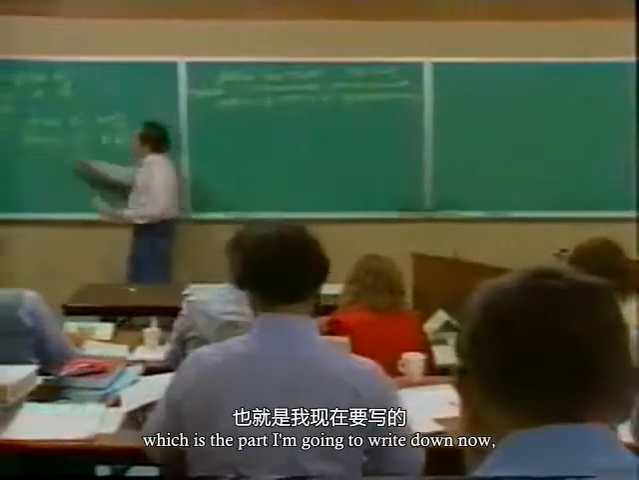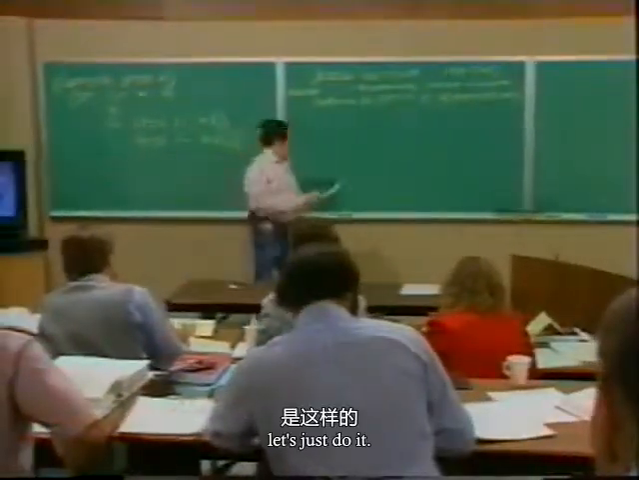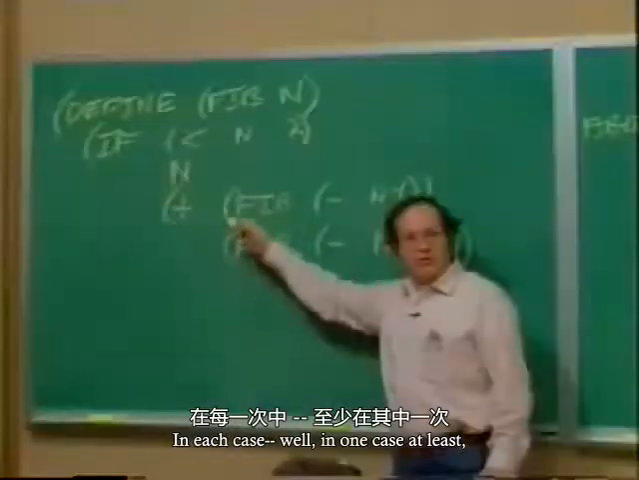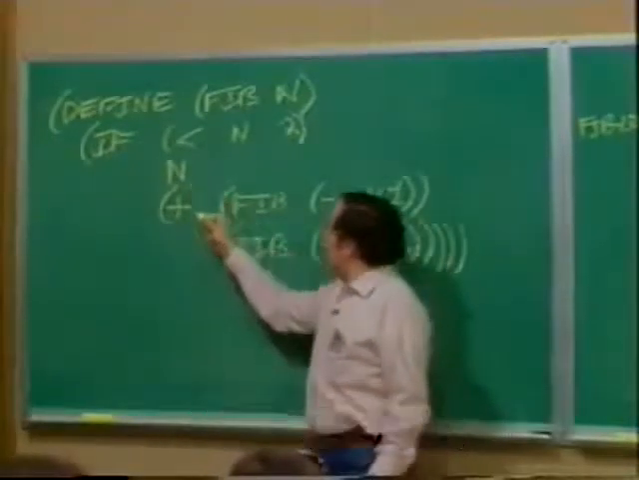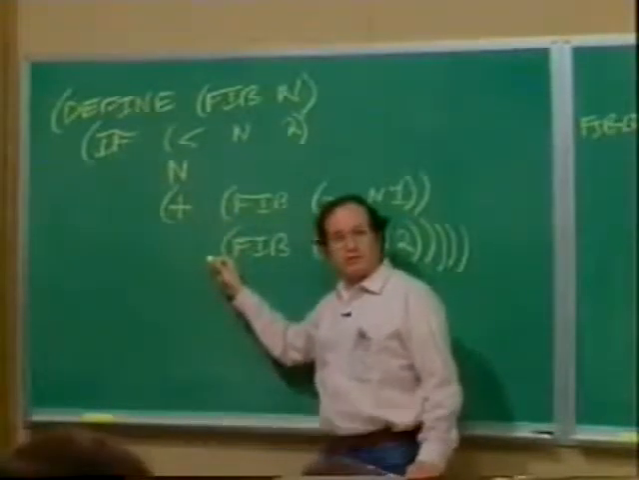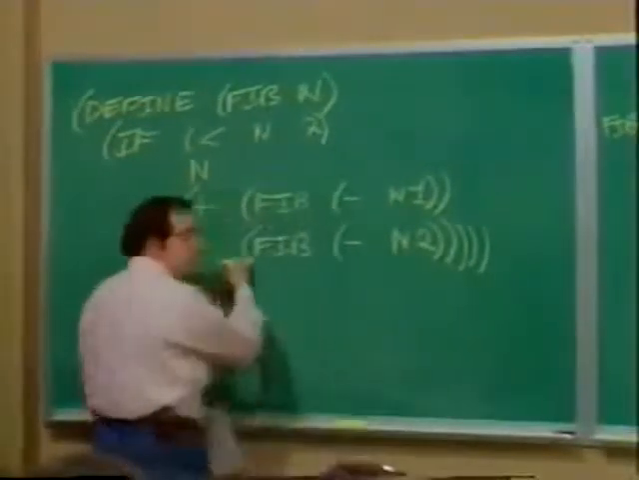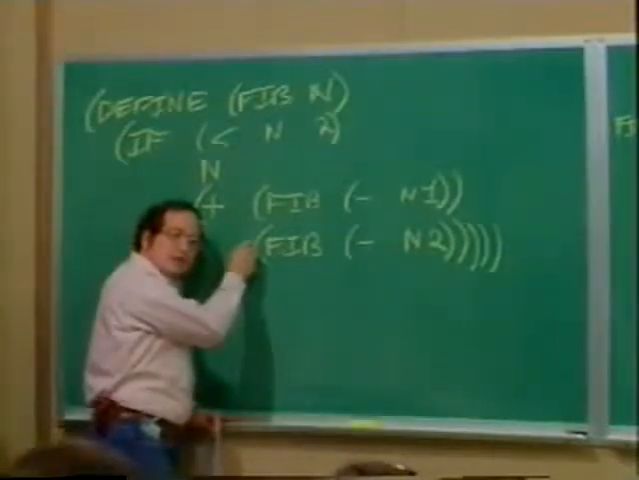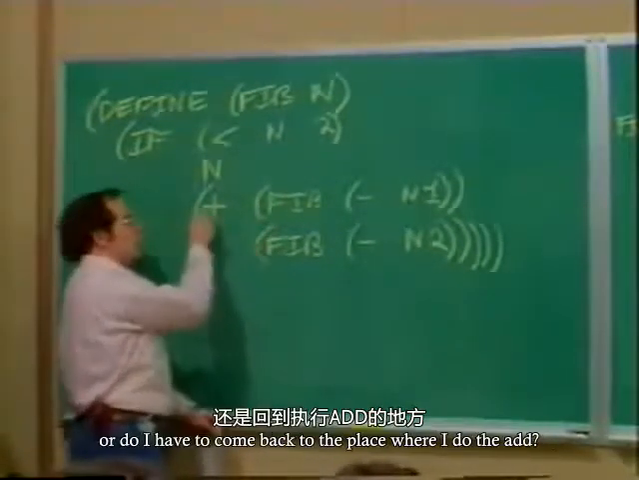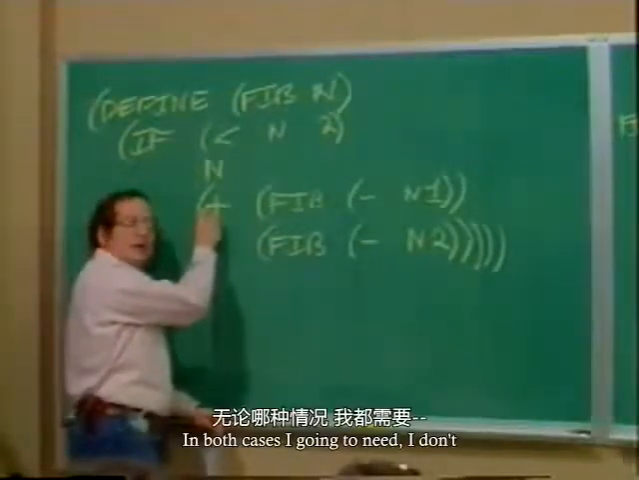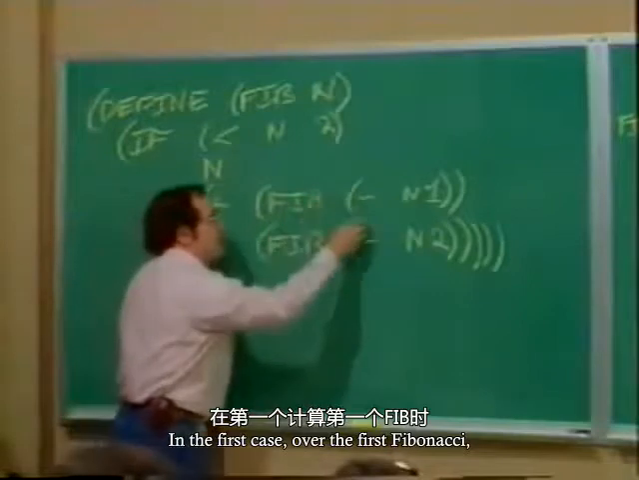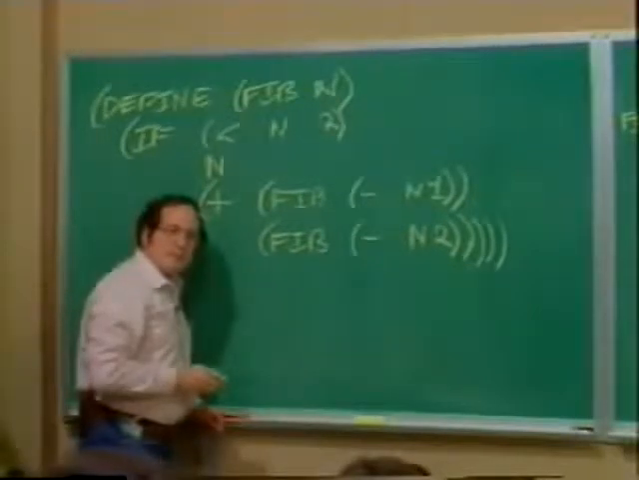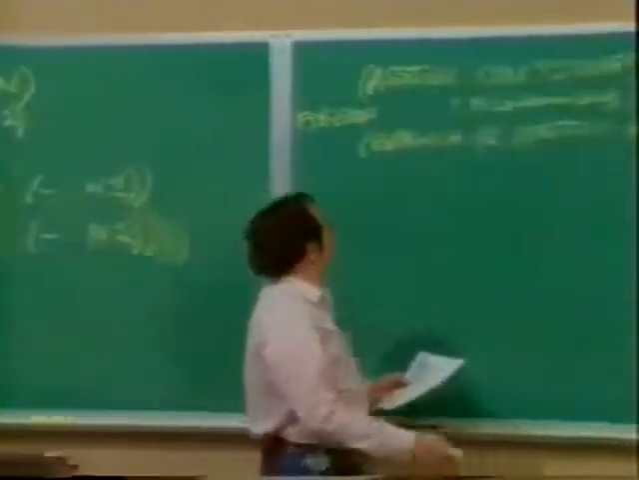Now, in the general case, which is the part I'm going to write down now, let's just do it. Well, first of all, I'm going to have to call Fibonacci twice. In each case, or in one case at least, I'm going to have to know what to do to come back and do the next one. I have to remember, have I done the first fib or have I done the second one? Do I have to come back to the place where I do the second fib, or do I have to come back to the place where I do the add? In both cases, I'm going to need the value. No, in the first case, over the first Fibonacci, I'm going to need the value of n for computing the second one. So I have to store some of these things up.